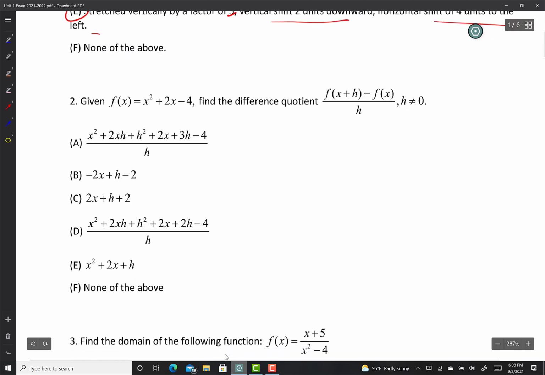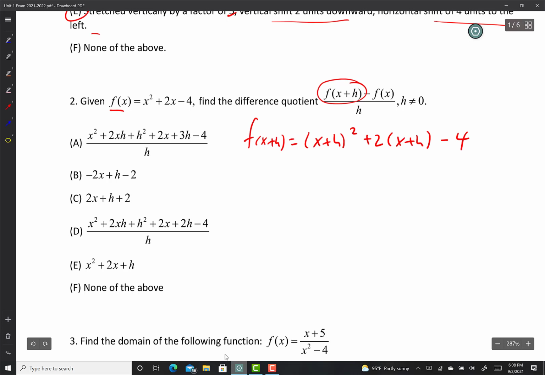Okay, next question. They want the difference quotient. I already got f of x. You need an f of x plus h. So I'm going to write f of x plus h equals (x plus h) squared plus 2 times (x plus h) minus 4. And then we're just going to expand, guys. X times x is x squared. X times h is xh. You're going to have 2 of them. H times h is h squared. Plus 2x plus 2h minus 4.